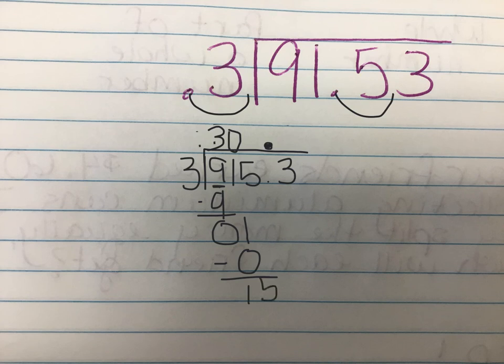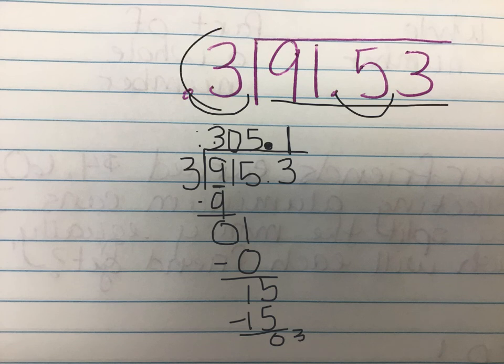Now I have 15. How many groups of 3 can I make with 15? I can make 5 groups of 3. All right, 5 groups of 3 is 15. Subtract, and then I have to bring that last 3 down there at the bottom. And how many groups of 3 can I make with 3? 1 group.